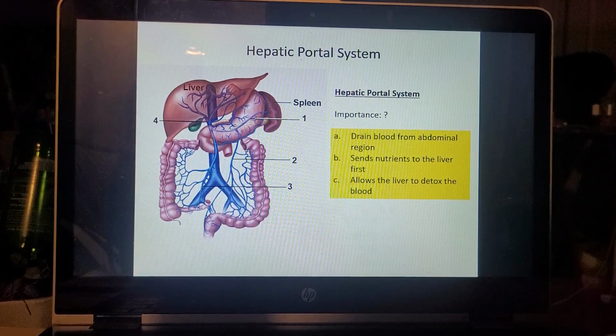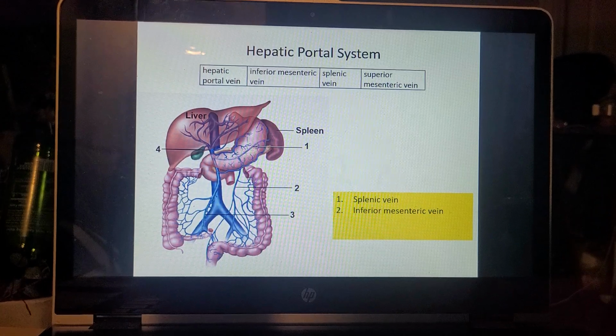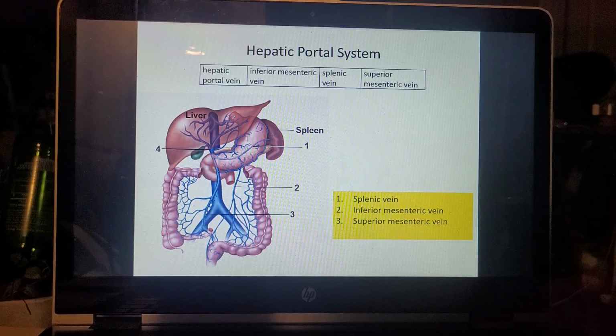Time for labeling. So it's 4 on this one, starting with number 1. Splenic vein, inferior mesenteric vein, superior mesenteric vein, and lastly, hepatic portal vein.